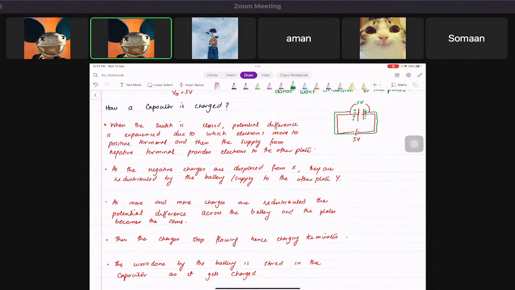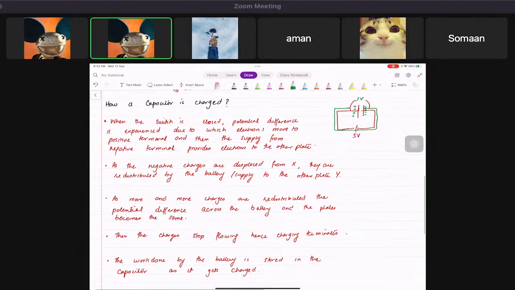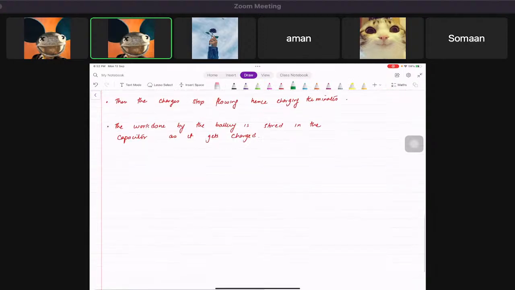Right. Now, let's go forward. So now that we have learned how to charge this, we also need to know how the graphs are formed, right? So we're going to learn about charging graphs of a capacitor.